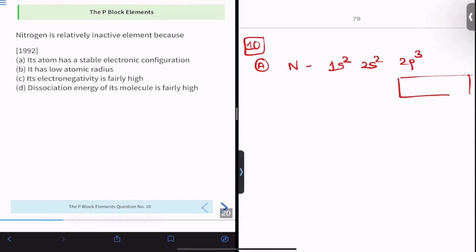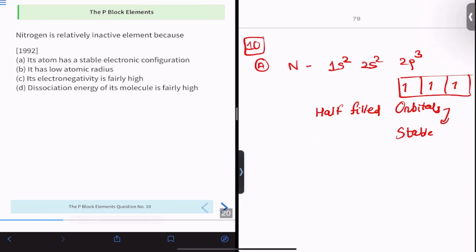2p3 will be filled like this. P has three orbitals, they will be filled like this, one in each orbital. And from the chapter atomic structure, you must know that half-filled orbitals are stable. So this can be a reason, but no, this is not the most appropriate one. It has a stable electronic configuration, but it is not the most appropriate one here.